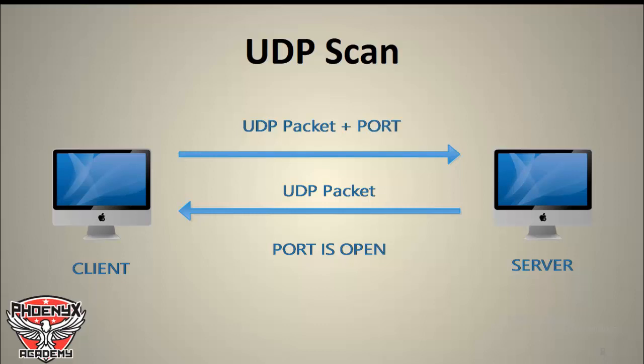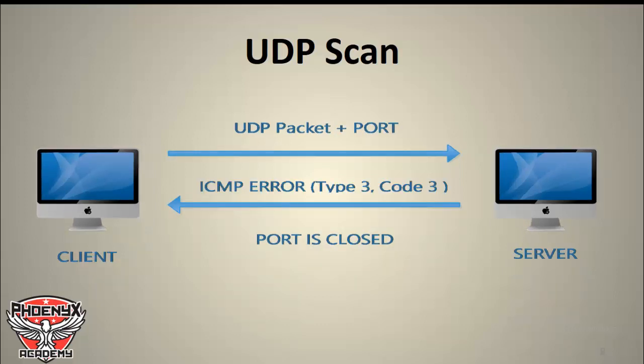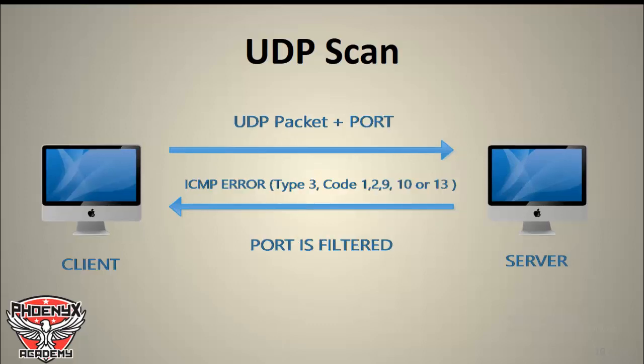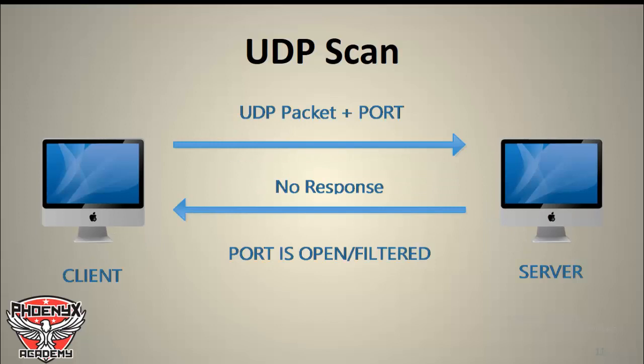So here the client will send a UDP packet over a particular port. If it receives a UDP packet as a response, then we can say that the particular port is open. However, if the response happens to be an ICMP error type 3 code 3, then that port is closed. If the response is an ICMP error type 3 code 1, 2, 9, 10, or 13, then the port is filtered. There is a firewall blocking our scan. However, if we send a UDP packet over a particular port and there is no response, then the port is either open or filtered.